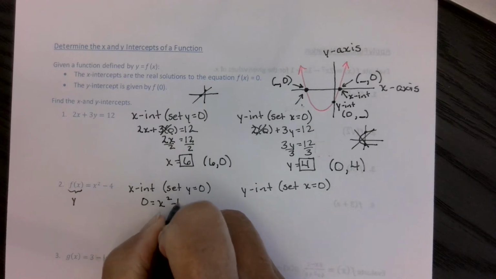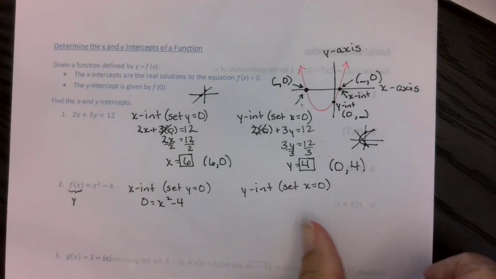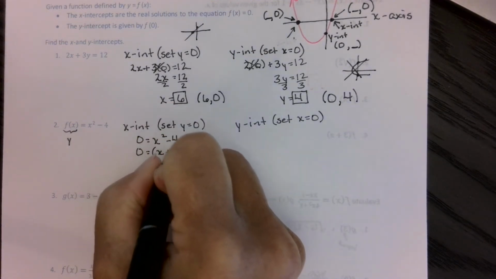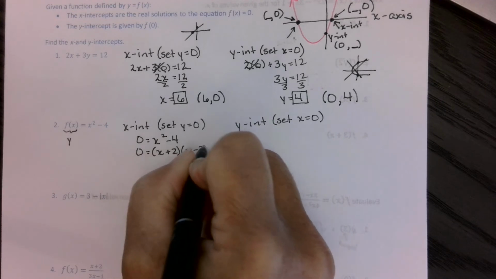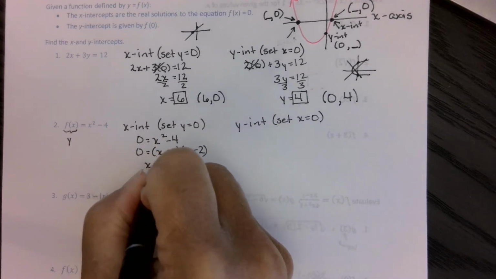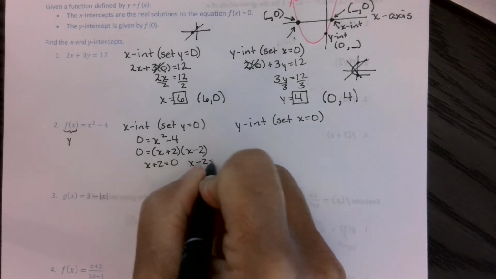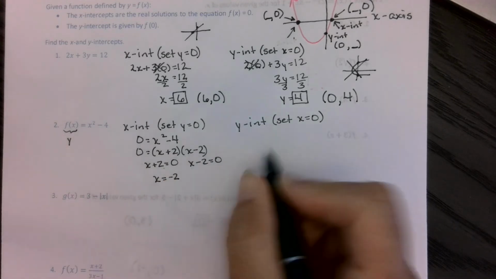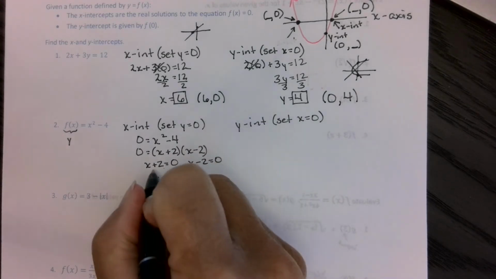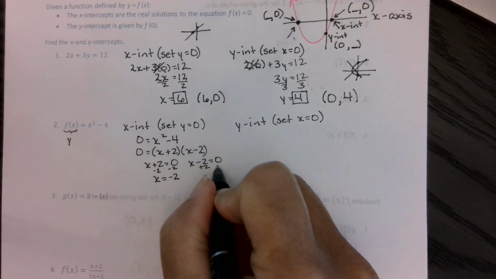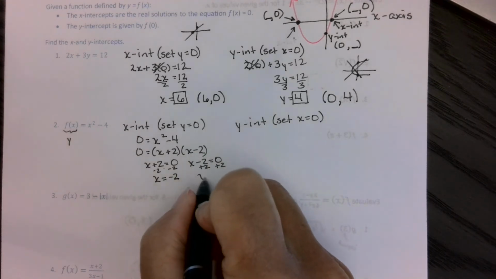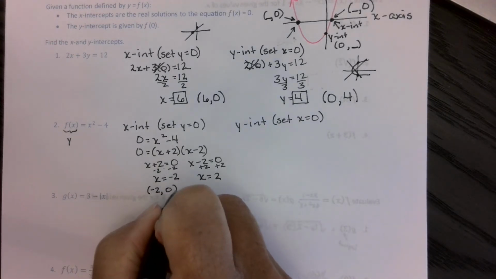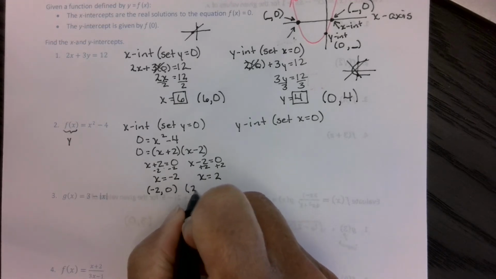X squared minus 4. There are two ways to work this problem. The first way is to factor. This factors as x plus 2, x minus 2. So you set x plus 2 equals 0, and you set x minus 2 equals 0. So here you would subtract 2, and you get x is equal to negative 2. Here you take 2 to the other side by adding 2, and you get x is equal to 2. Again, if it's an ordered pair, it'd be negative 2, 0, and it'd be 2, 0.